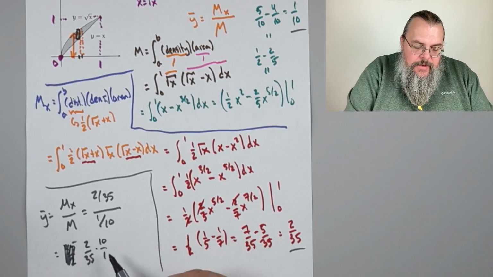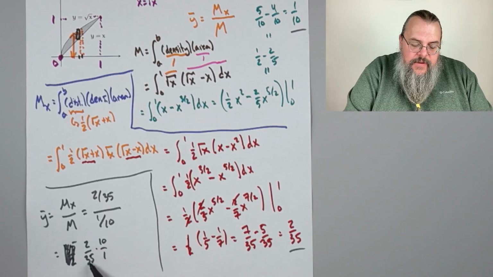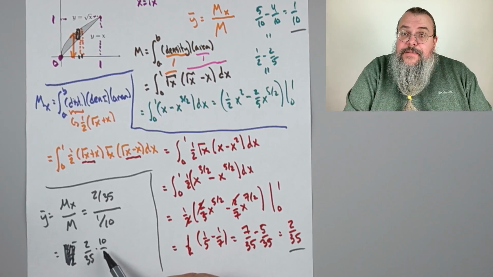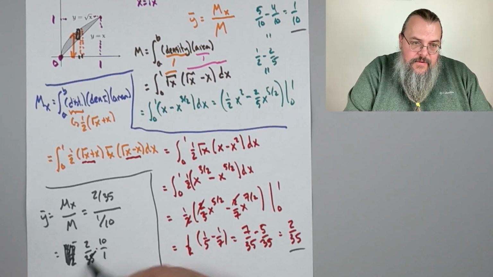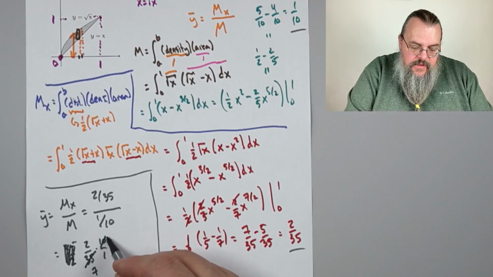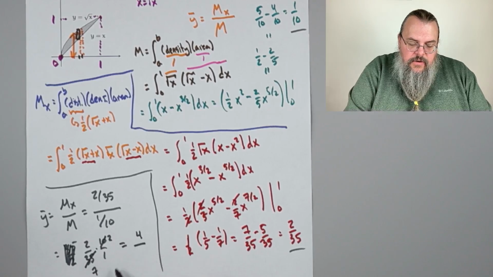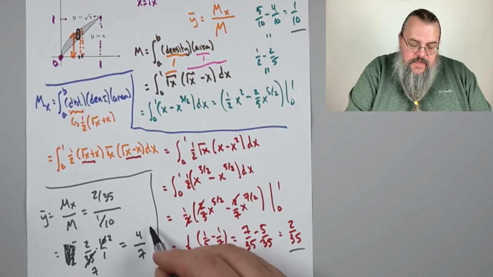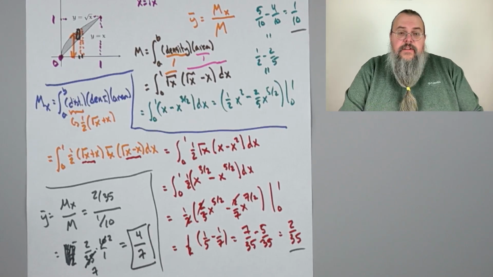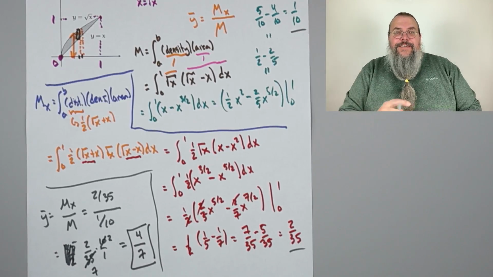And, all right, what can you do? Well, 35 and 10 have a common factor of 5. So if you pull that out, you'll get 2 times 2, which is 4 over 7. 4/7. And there's the answer, 4/7.